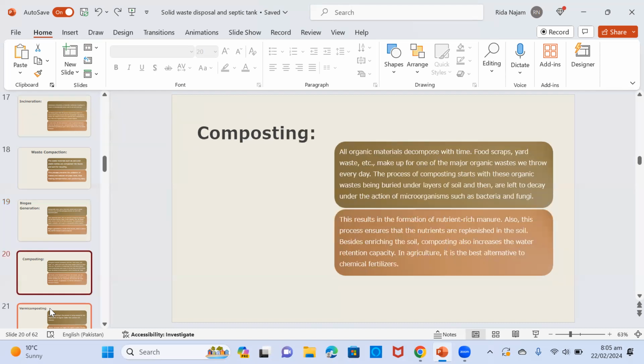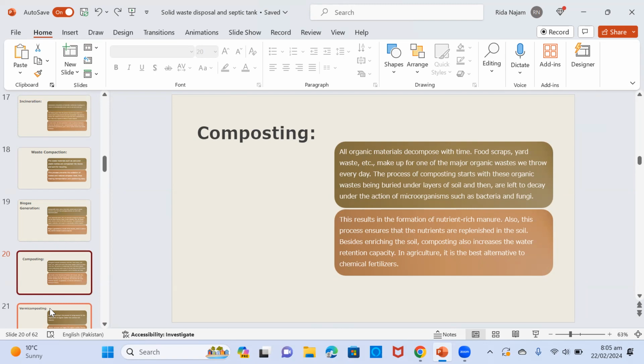Composting. All organic materials decompose with time. Food scraps, yard waste, etc. make up one of the major organic wastes we throw away every day. The process of composting starts with these organic wastes being buried under layers of soil, and then they are left to decay under the action of microorganisms such as bacteria and fungi.